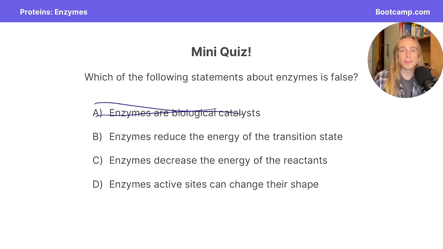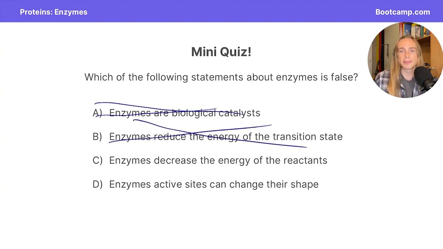Moving on to B then, B says that enzymes reduce the energy of the transition state. So if you remember, the top of the activation energy curve represents where the transition state's at. So if the energy of the transition state is decreased, we then have a decrease in activation energy. So this one looks true as well.